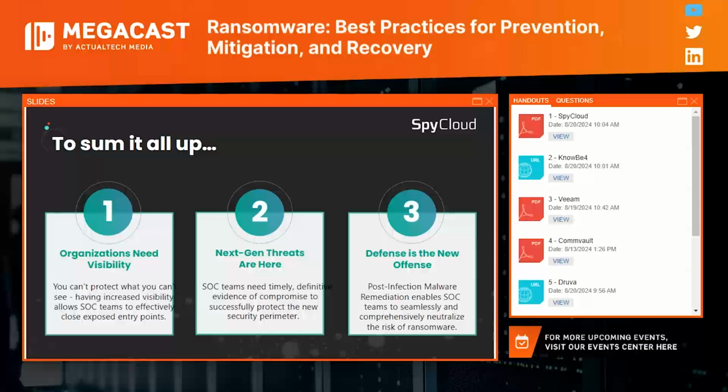And of course, defense is the new offense. Ransomware prevention is still the biggest priority, and it should be, but we want automation to help you actually speed up detection of compromised identities to actually act on these and shut down these entry points.